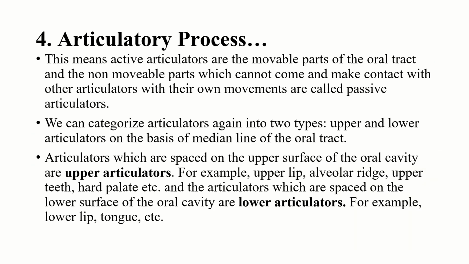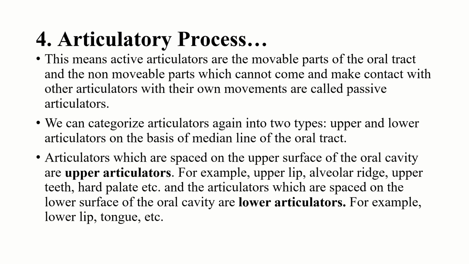In the same way, there is another category of articulators: the upper articulators and the lower articulators. Those which are located at the upper part of the mouth are called upper articulators, and those which are located at the lower part of the mouth are called lower articulators.